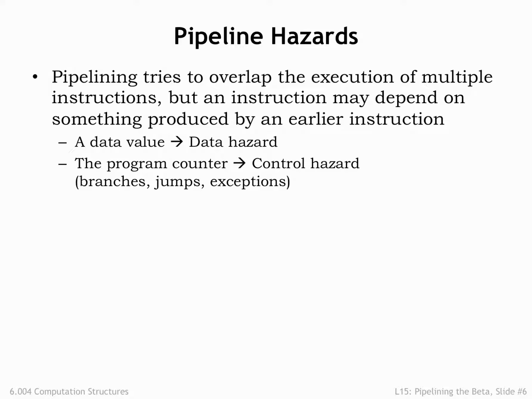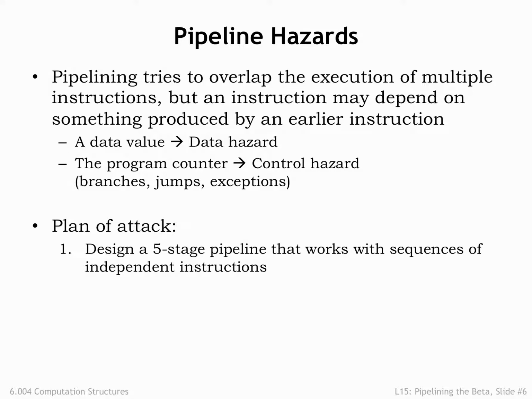Instruction execution triggers a hazard when the instruction on which it depends is also in the pipeline. In other words, the earlier instruction hasn't finished execution. We'll need to adjust execution in our pipeline to avoid these hazards. Here's our plan of attack. We'll start by designing a 5-stage pipeline that works with sequences of instructions that don't trigger hazards. In other words, where instruction execution doesn't depend on earlier instructions still in the pipeline. Then we'll fix our pipeline to deal correctly with data hazards. And finally, we'll address control hazards.